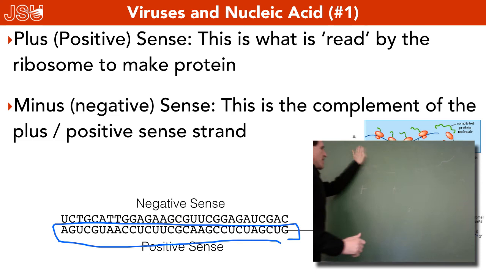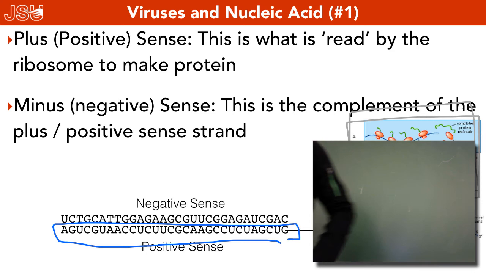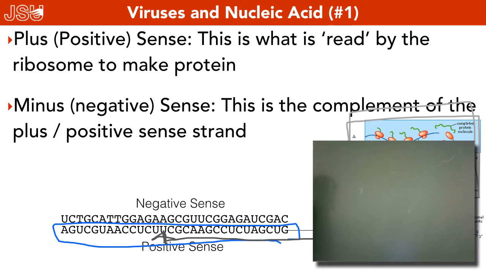Okay, in this diagram up here, do you see this picture right here? What's going on in that picture to the right? Translation, correct. If you look at the strand right here, where it says A-G-U-C-G-U-A-A, see that? This strand is a positive sense mRNA. It can be directly read by the ribosome to make protein, the capsomer, the protein for the capsid, whatever protein you're talking about. That mRNA is read by the ribosome.